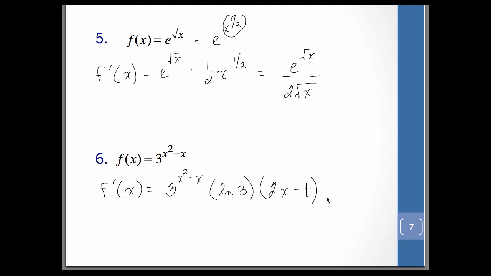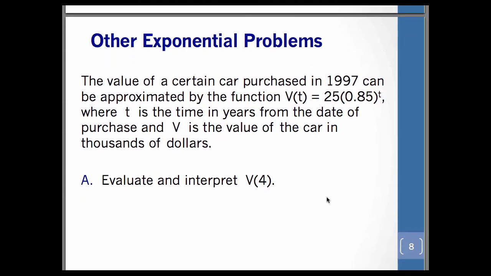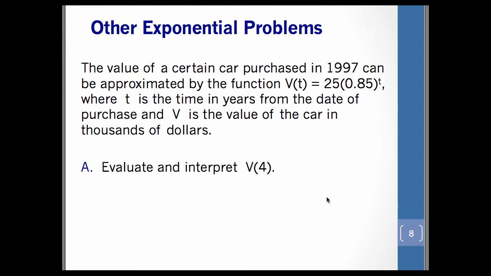So let's take a look at an application problem. And I'm sure you've studied exponential functions and application problems, so this is one of those. We have the value of a car purchased back in 1997 can be approximated by the function v of t equals 25 times 0.85 raised to the t, where t is the time in years from the date of purchase, and v is the value of the car in thousands of dollars.